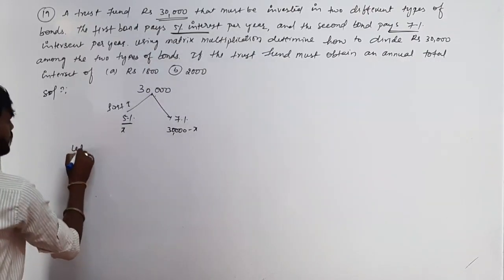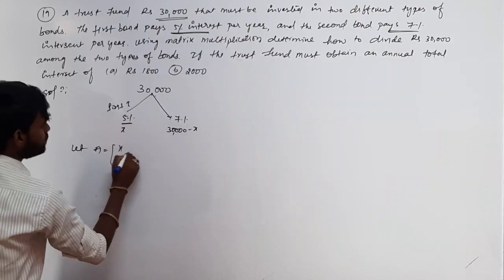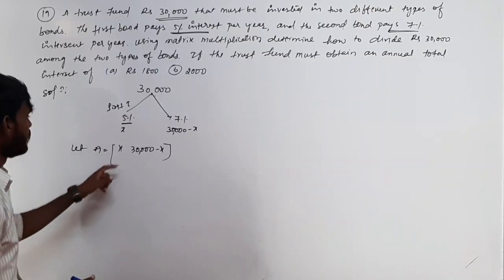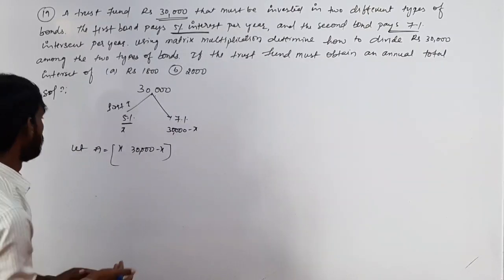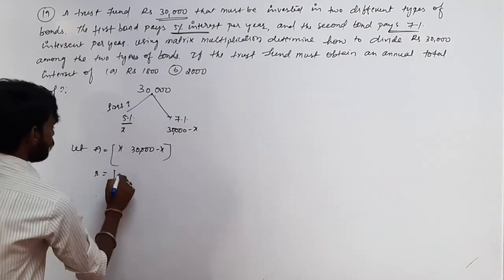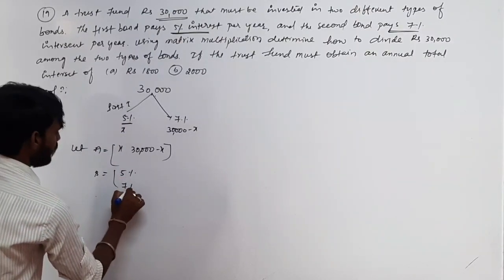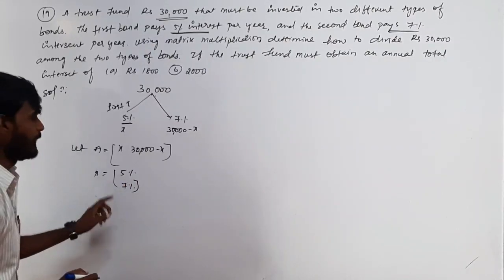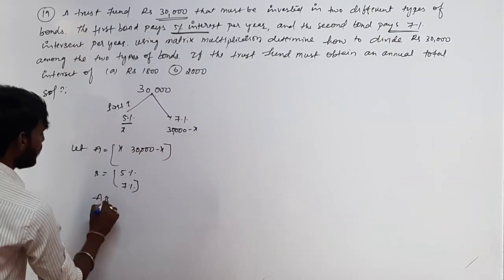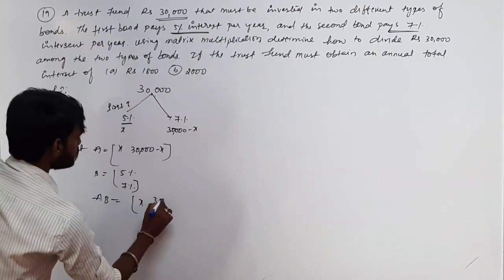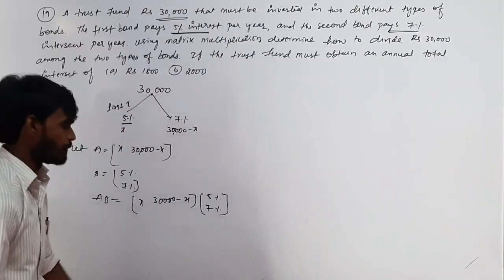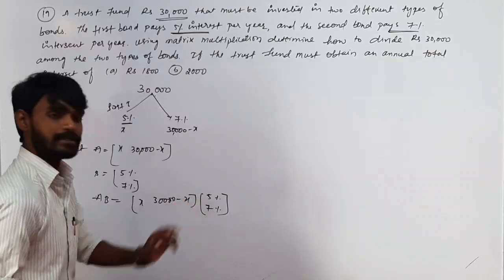Let A equal X, 30,000 minus X, and B will be 5% and 7%. Why am I taking it like that? Because if we multiply these two, AB, then X, 30,000 minus X into 5%, 7%. The first bond is 5%, the second is 7%.